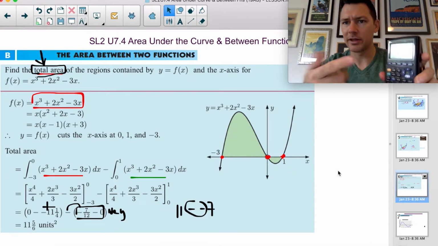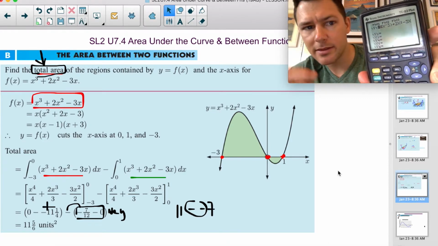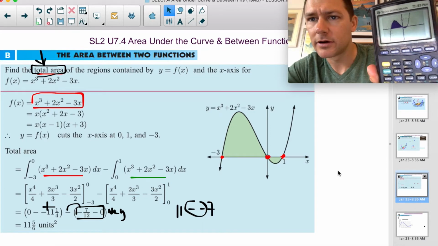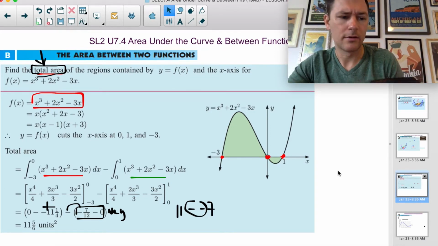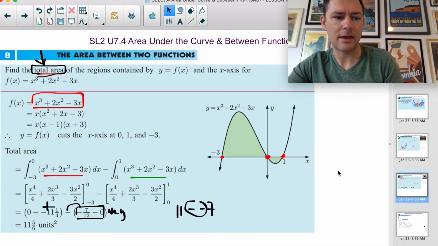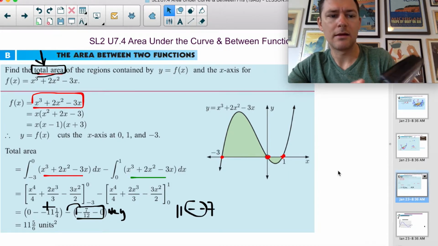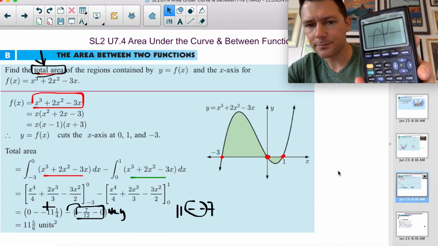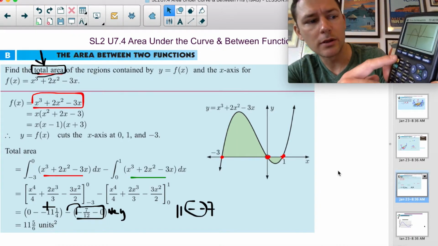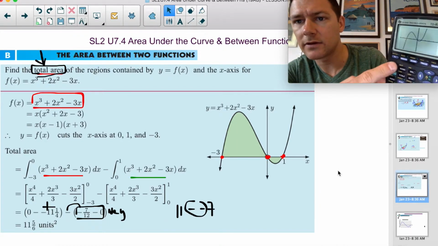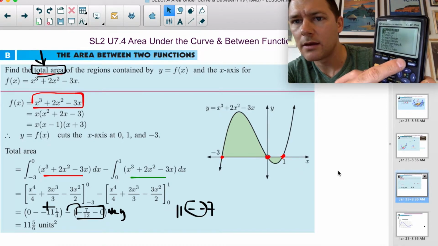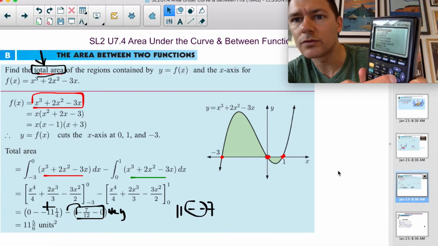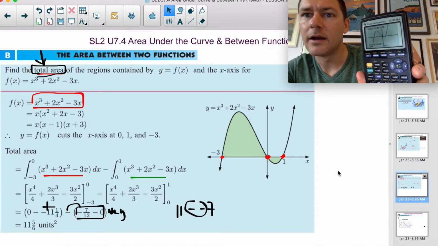My emulator's not on this computer, but you can plug in that function, same thing, right? Ask it to graph, and it goes like that for you, right? No surprises. And then we can ask it to calculate, right? So say second calc, and you can ask it for an integral, right? So go down to 7, hit enter, and it says lower limit.